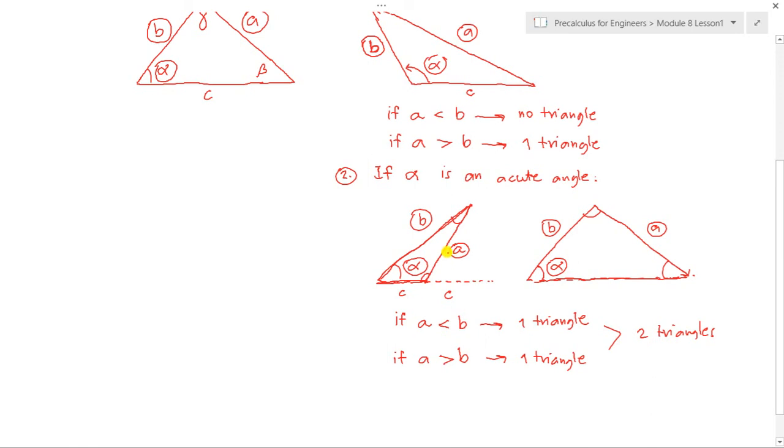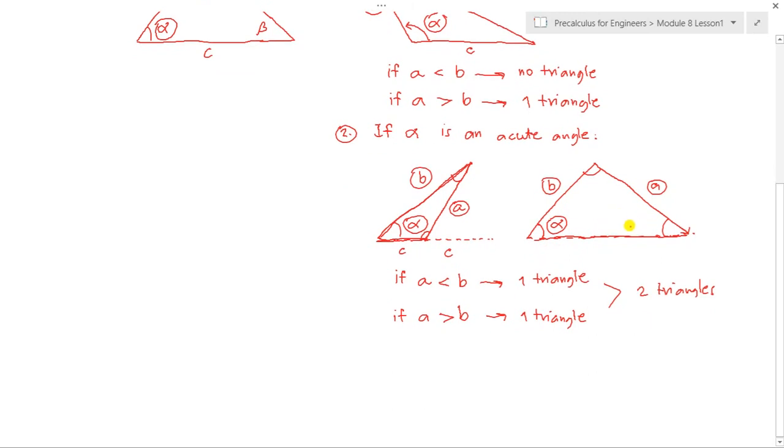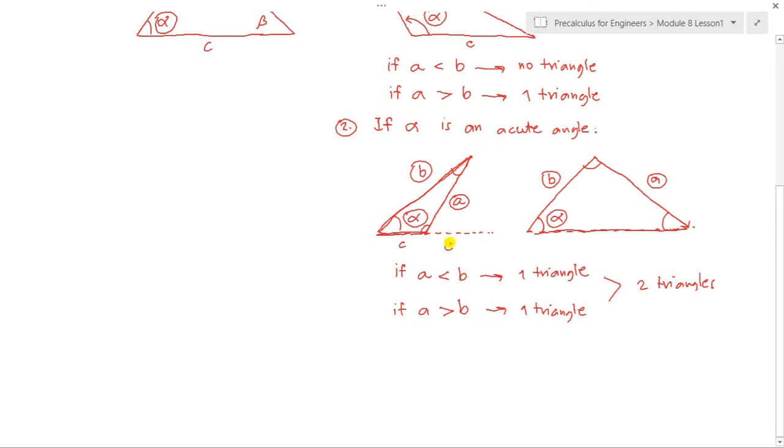Even if A is less than B, a triangle can still be generated. So here, it can still be generated, not only one triangle. Okay? Now, if we are going to illustrate this, we put B there. Okay, B is there, since this is an acute angle.